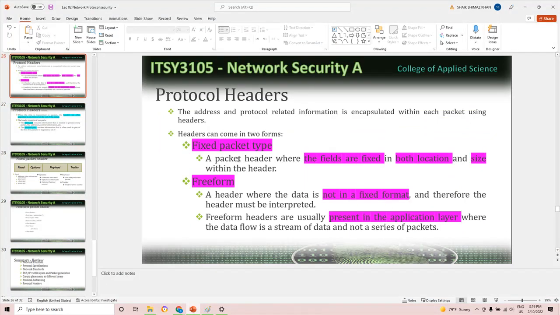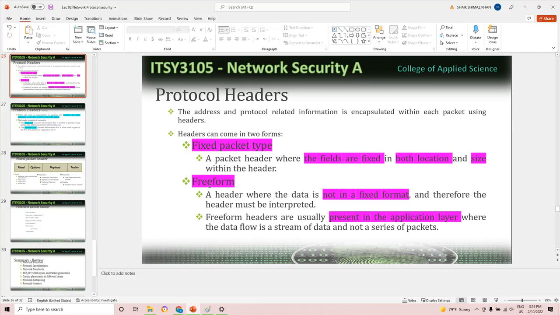protocol headers are fixed or free form. In the fixed headers, the fields are fixed. That's all. You cannot change their names, you cannot change their values. I mean, you cannot change their size, you cannot change the location. You cannot change the location and size, very important.